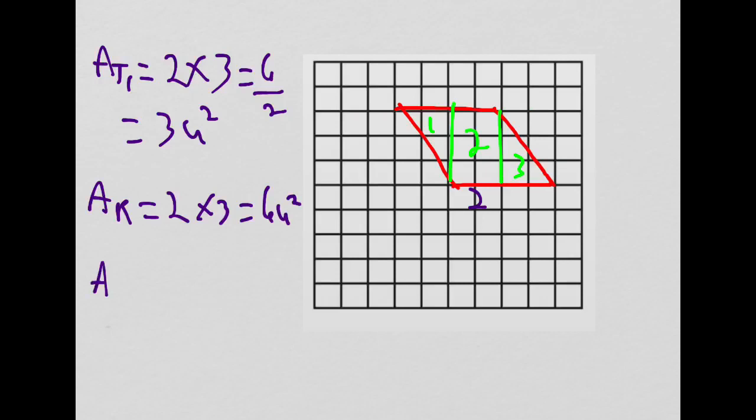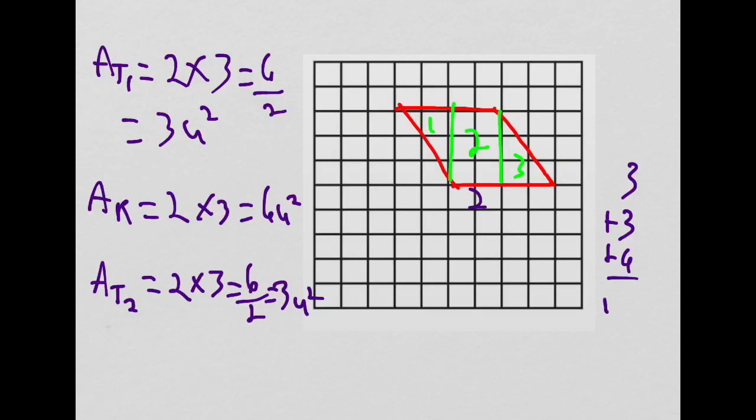And then the area of triangle number 2 is 2 units times 3, which is a height. And that's 6 divided by 2, and that's 3. So altogether, it's 3 plus 3 plus 6. It's 12 units.